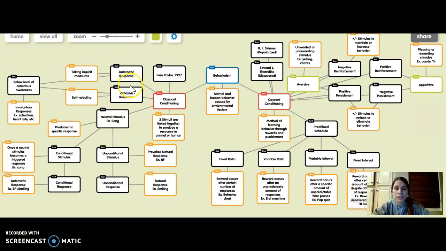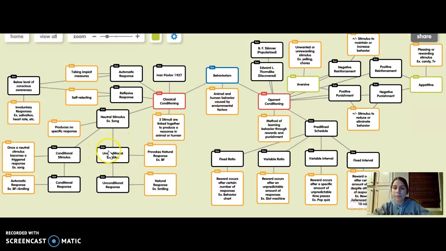When having these two, the desired outcome is a below level of conscious awareness, which means involuntary responses, such as salivation, decreased heart rate, etc. Another one could be nausea. When Ivan Pavlov did his experiment with the dog, the dog's involuntary response was the salivation. So moving on, we're going to discuss the neutral stimulus, which is something that produces no specific response.